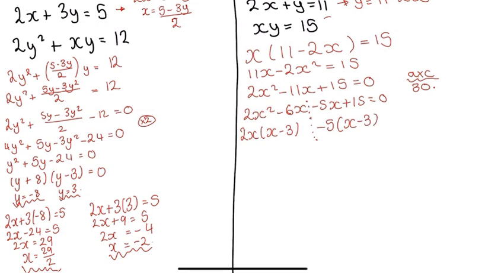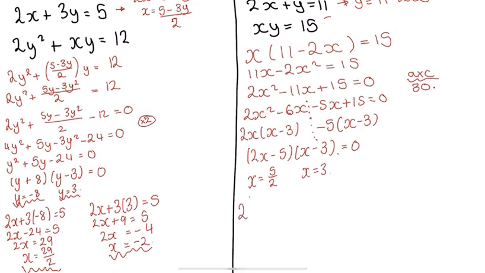So when I fully factorise this, I've got 2x minus 5 in one bracket and x minus 3 in the other. So that means when we're solving and setting both of the brackets equal to 0, you should have got x equals 5 over 2 or x equals 3. Now substituting that into one of the equations, I'm going to go for this just because it's going to be a bit easier to deal with. So I've got 2 lots of x, which is 5 over 2, plus y equals 11. Well, that's going to be 5 plus y equals 11, so y would equal 6.